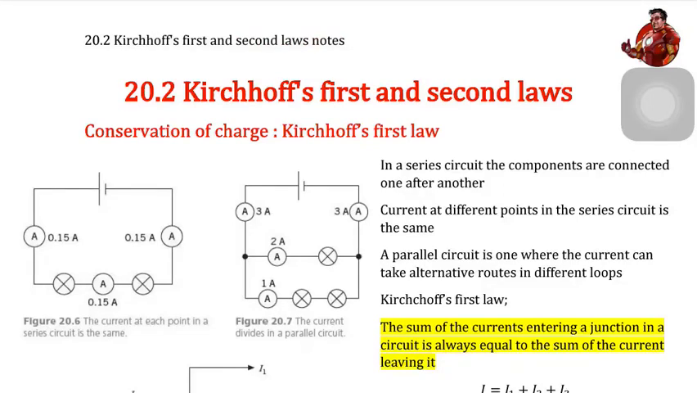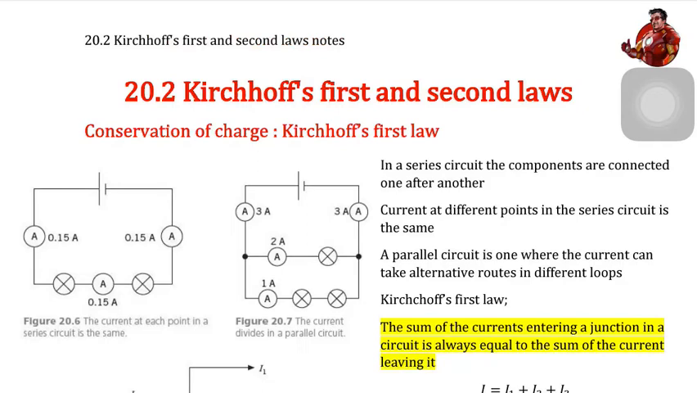Today we are going to look at Kirchhoff's laws. Now the first law, the fundamentals of it are very simple. The two laws simply come from fundamental conservation laws, the conservation of charge and conservation of energy. So if you understand the concept behind it, it's easy.